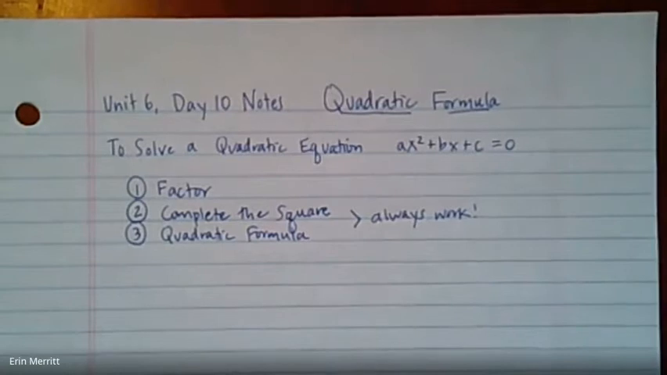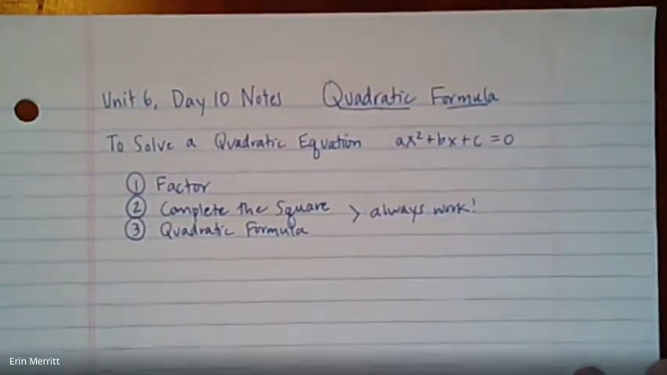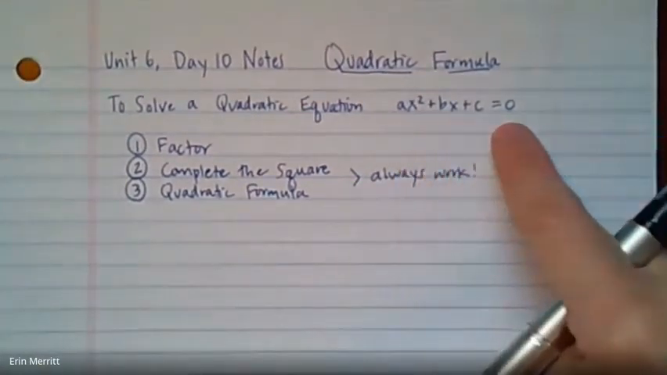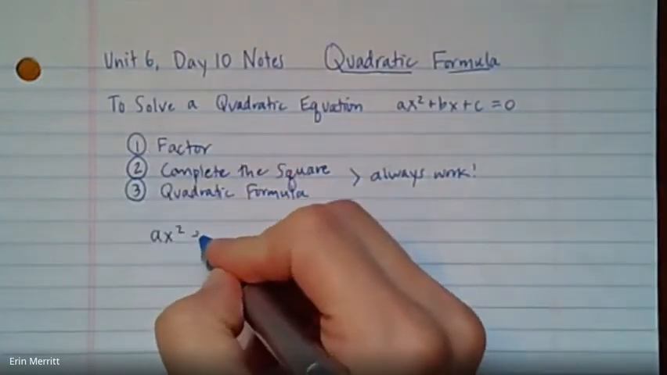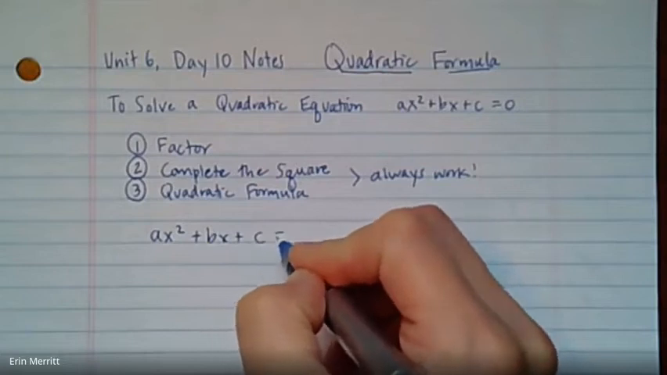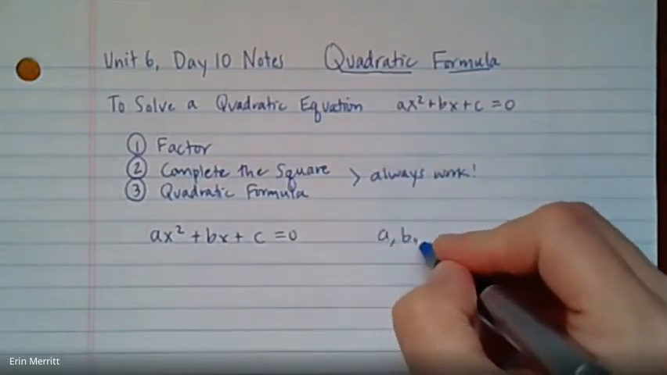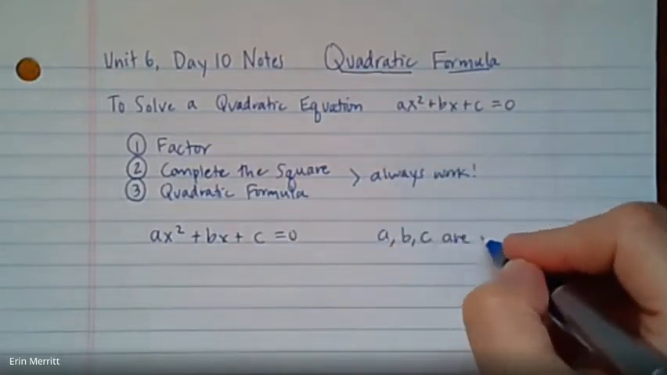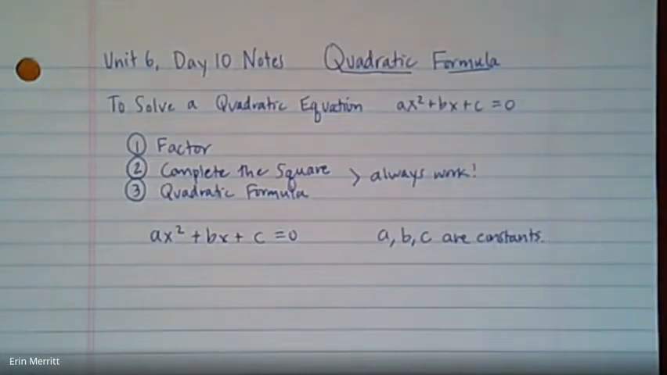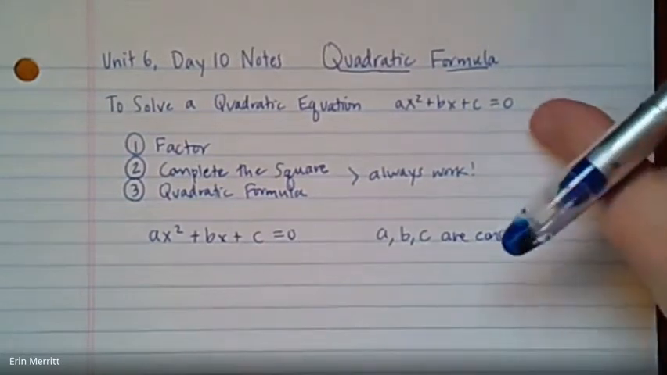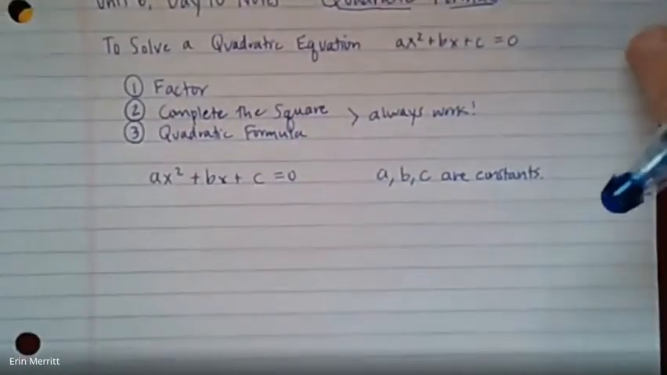All right. So for the quadratic formula, what you have to know is for a quadratic equation in this form, where it's ax squared plus bx plus c equals 0, where a, b, and c are just constants. A can't be equal to 0, because if a is 0, it's not a quadratic.